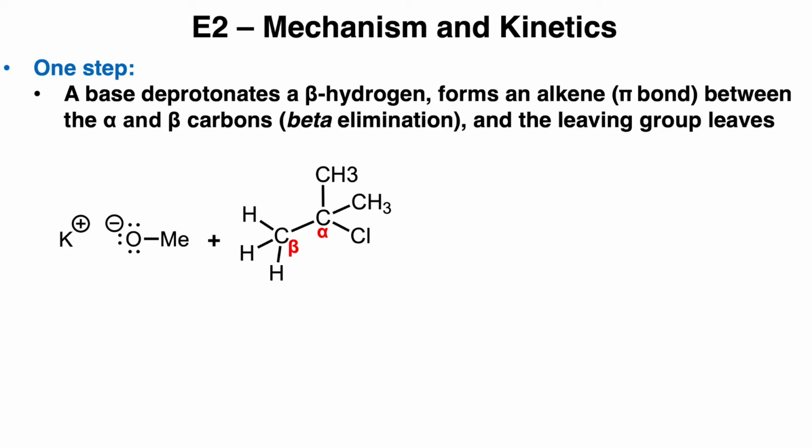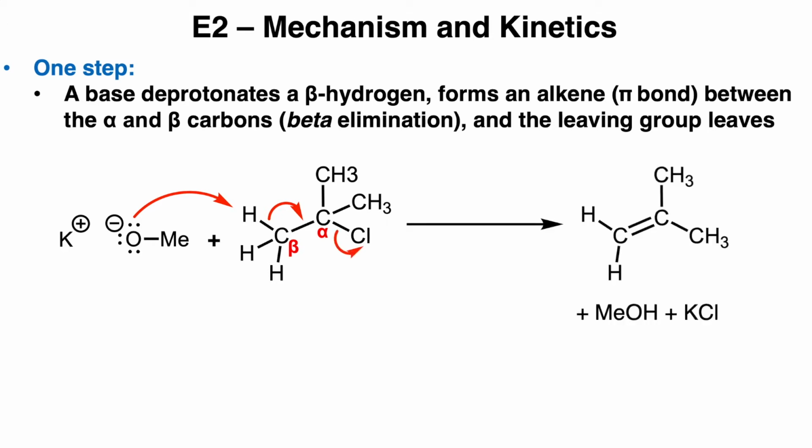The first arrow starts from the lone pair of electrons from the base and is drawn to a beta hydrogen. The next arrow goes from the bond between the beta hydrogen and the beta carbon towards the bond in between the beta carbon and alpha carbon. This is the arrow that shows the formation of the double bond. And the third arrow goes from the bond between the alpha carbon and leaving group towards the leaving group to form a new lone pair of electrons onto chloride.